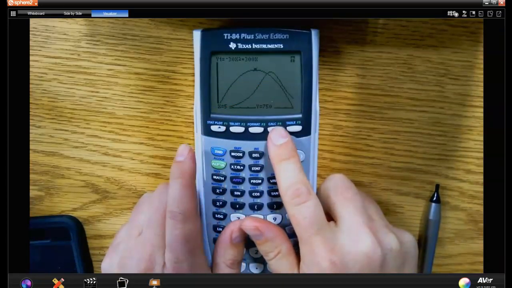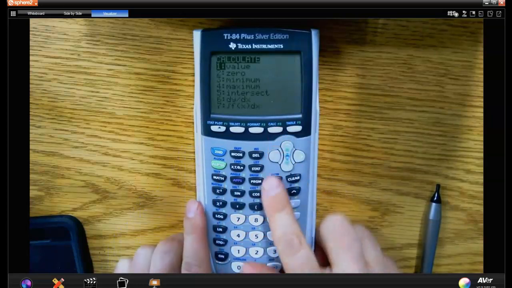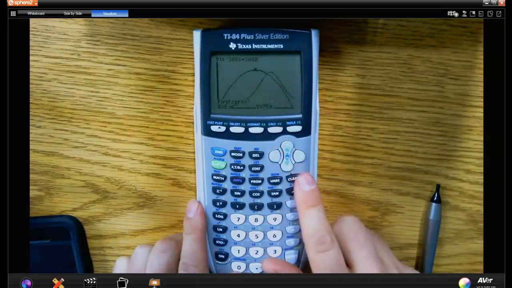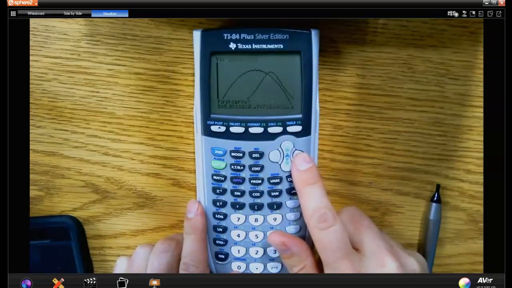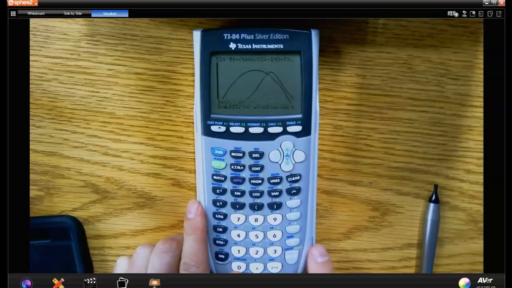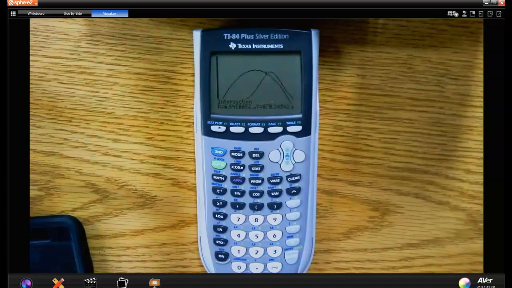So we're going to push second, calc, 5 is intersect. And so it first intersects at 6.546. And the other intersection point down here, let's see if we can get it.